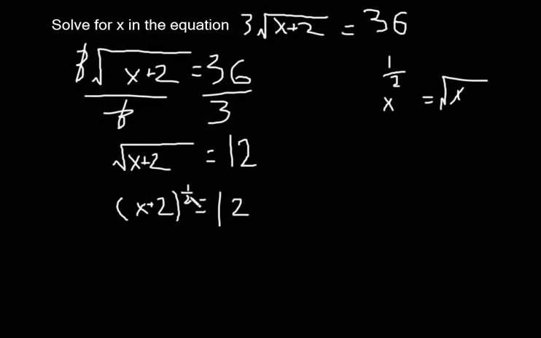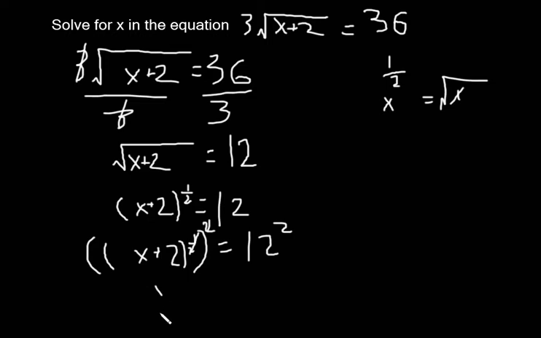And now we can find an easy way to get rid of this 1/2. We can just square both sides of the equation. So x plus 2 to the 1/2 power, if we square that, and remember we have to square both sides, so 12 squared also. If we square that, we can cancel these two out, because if we take a power of a power, that's just multiplying the two exponents. And when we multiply 2 times 1/2, that's just 1, and anything to the first power is itself. So then what we have here is x plus 2, because we eliminated that square root. And 12 squared is just 144.